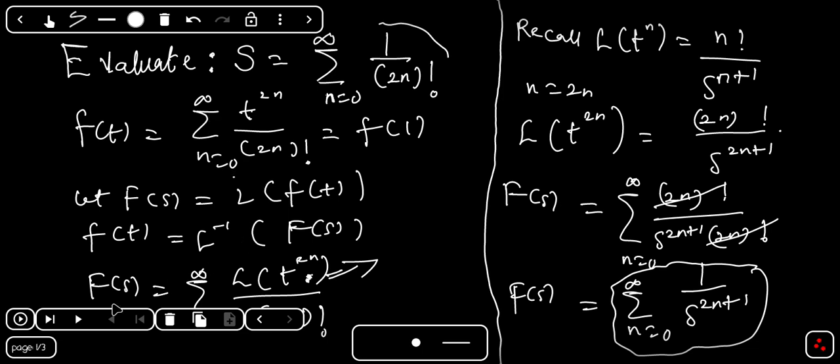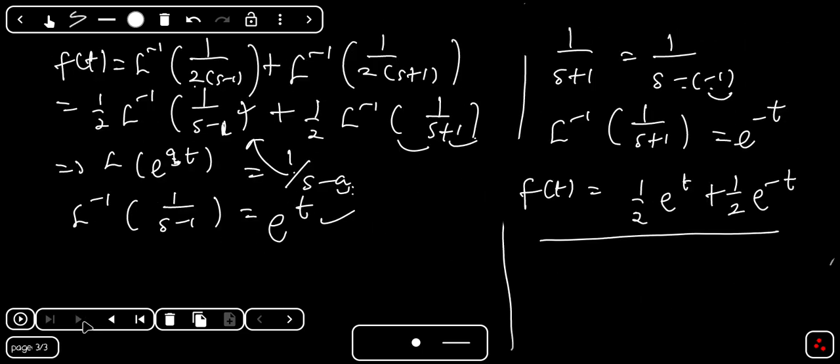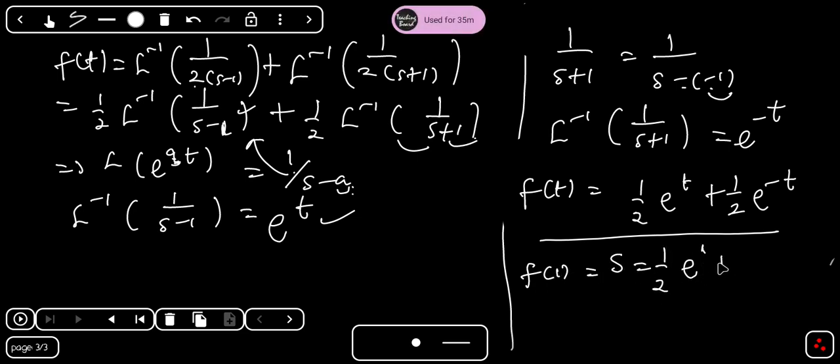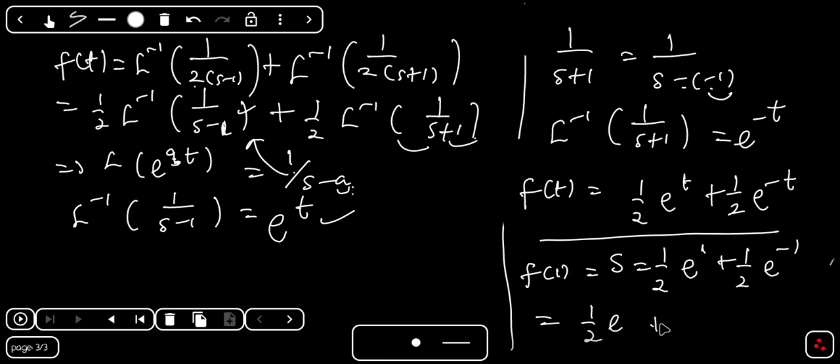So at t equals 1, we are going to have our answer. So at t is equal to 1, we have f of 1 is equal to s, which is equal to 1 over 2 e raised to the power of 1 plus 1 over 2 e raised to the power of negative 1. So this is equal to e over 2 plus 1 over 2e. So that is the answer to that beautiful sum.